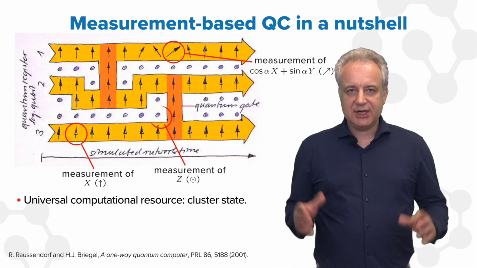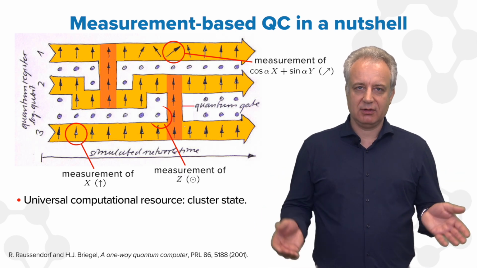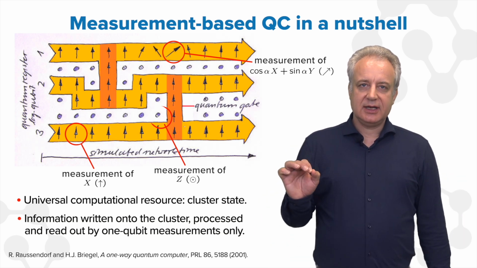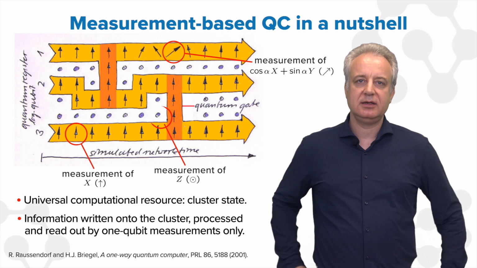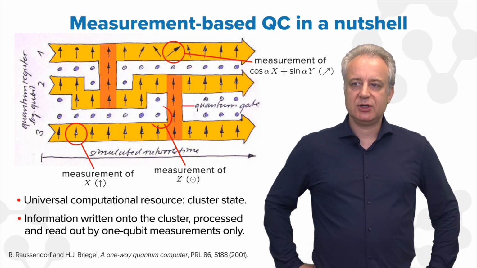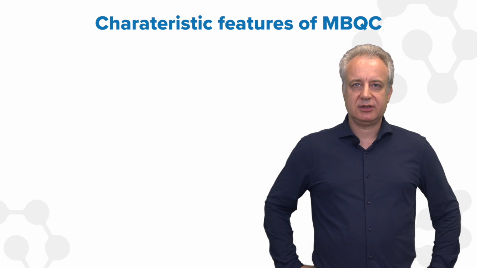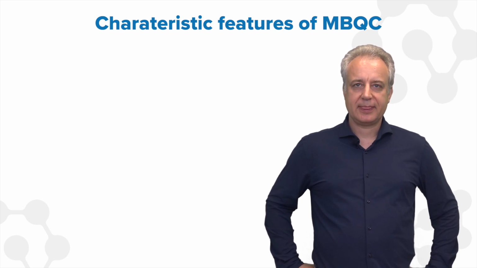So, from the computational perspective, what's going on here is the following. Information is written onto this resource state, processed on that resource state, and then read out from it again by one-qubit measurements only. And we will look at that in greater detail later. Let's now proceed to describe some characteristic features of measurement-based quantum computation.